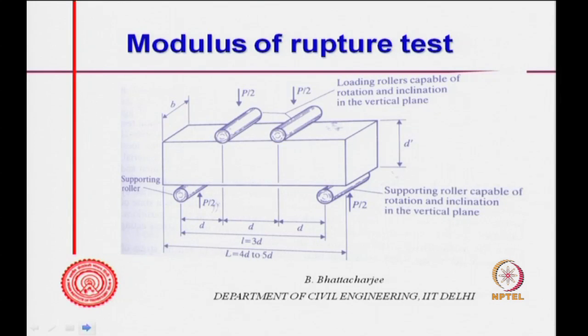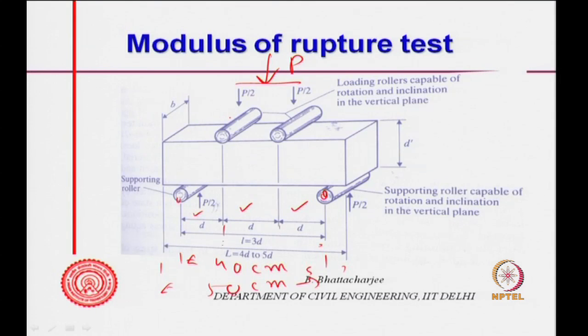In the case of modulus of rupture, what do we do? We have the beam specimen, supported on 2 rollers. So, this is 3D, and this spacing is the same, and the load is applied through 2 rollers, P by 2 and P by 2. So, you apply P here. Generally, this is 50 centimeter total, 50 centimeter as per IS. This is 40.